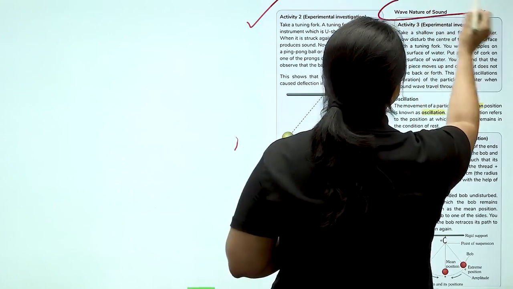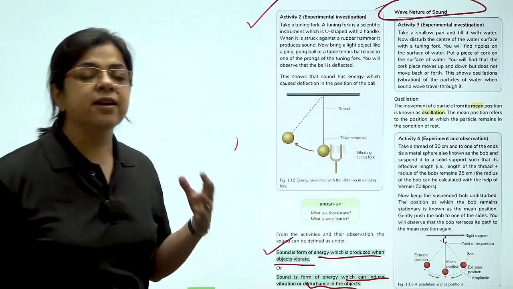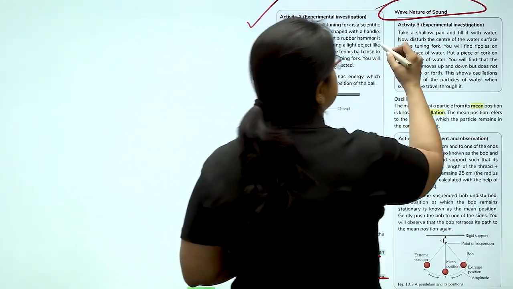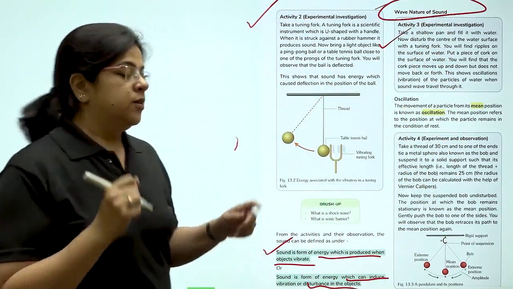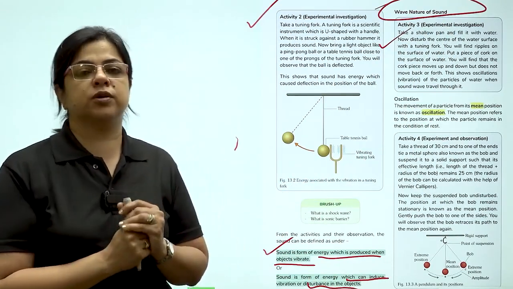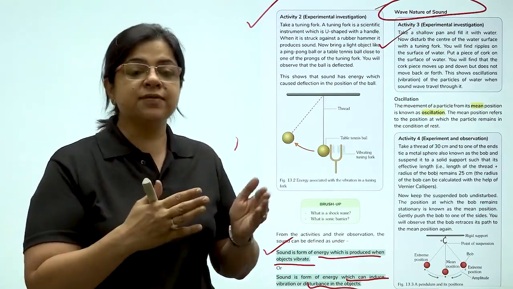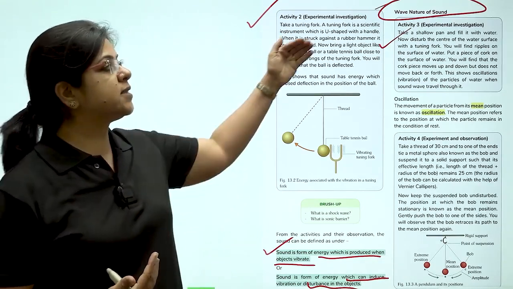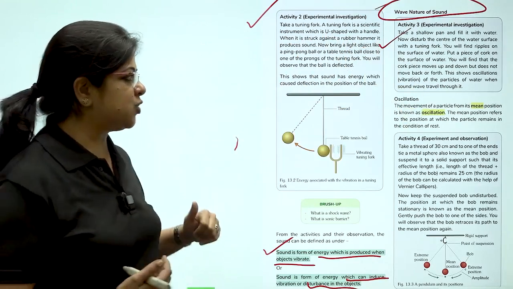Children, sound essentially travels in waves. How do you prove this? You can prove this by bringing a vibrating tuning fork to a pan of water. You will see that the waves are created in the pan of water. So that proves that the sound has a wave-like nature.